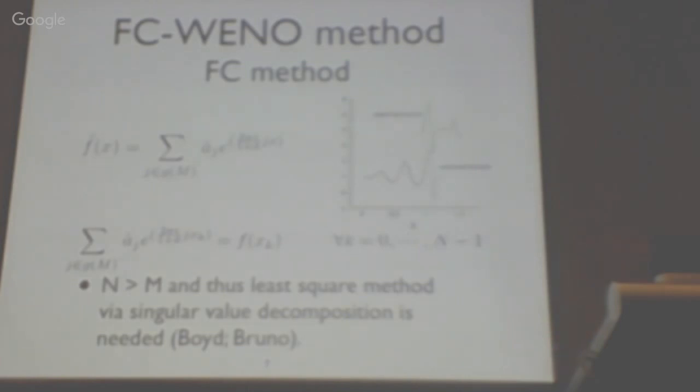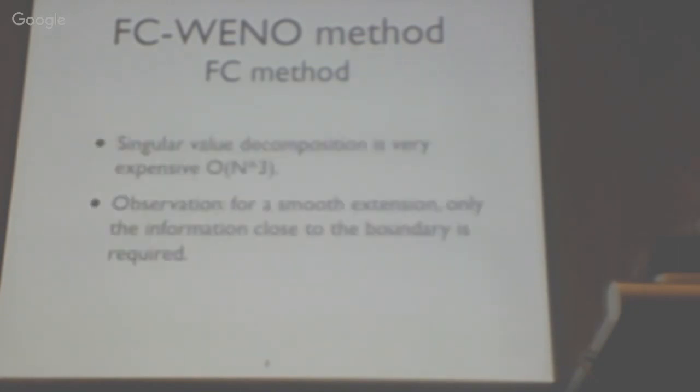The least square method via singular value decomposition. So you need to solve a system, and it's a singular value problem. You typically use singular value decomposition. Now the problem is that singular value decomposition is very expensive. If you have n points in, let's say, the x direction, you get an order of n to the power 3. In 3D, we're talking about n to the power 9. So really expensive. Now here is the trick.